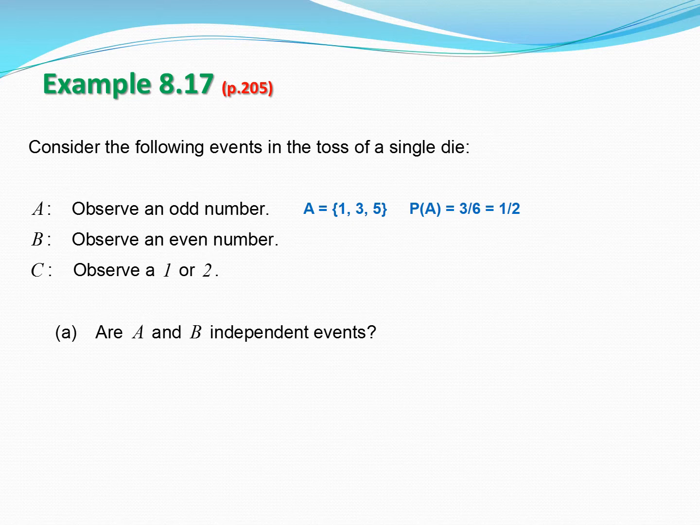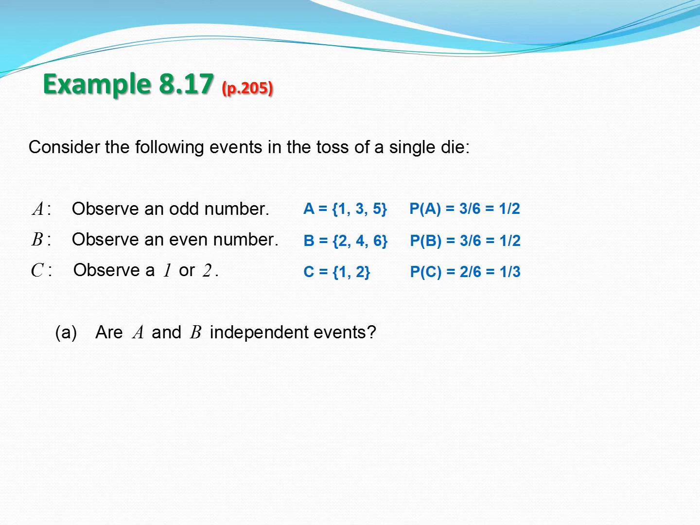Event B is defined as observing an even number. So the outcomes in B will be 2, 4, and 6, and the probability will also be 3 over 6 or a half. And event C is defined as observing a 1 or a 2, so the outcomes in C will be 1 and 2, and the probability of C will then be 2 over 6 or a third.